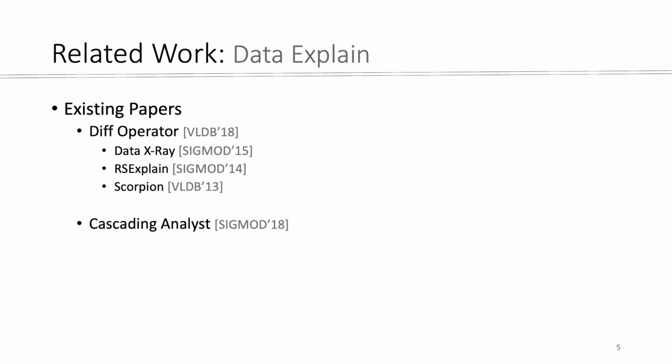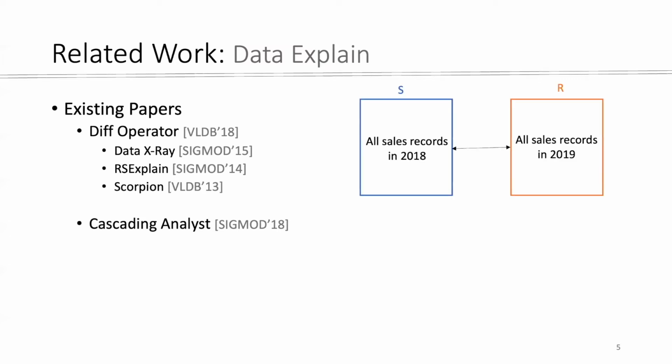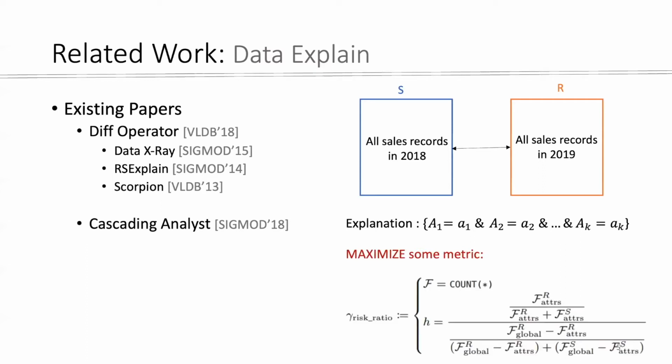There is a lot of academic work focusing on data explanation. Diff operator is a general operator which integrates Data X-Ray, TSExplain, and Scorpion. Their data explanation procedure is to find the explanations to distinguish between two datasets, R the test set, and S the control set. The explanation definition is a data segment that is represented by the conjunction of at most k predicates. They propose some metric to find the explanation that maximizes the metric.